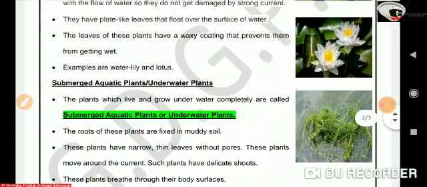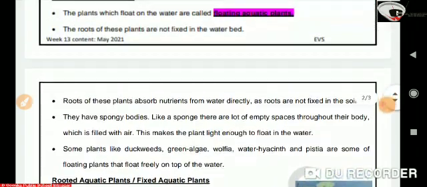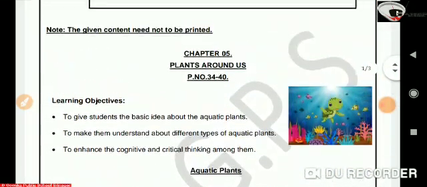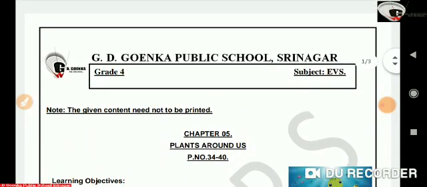So dear Goenkans, in today's video lesson, we learned about the aquatic plants and we also learned about the different types of aquatic plants. I hope you people have understood it well.